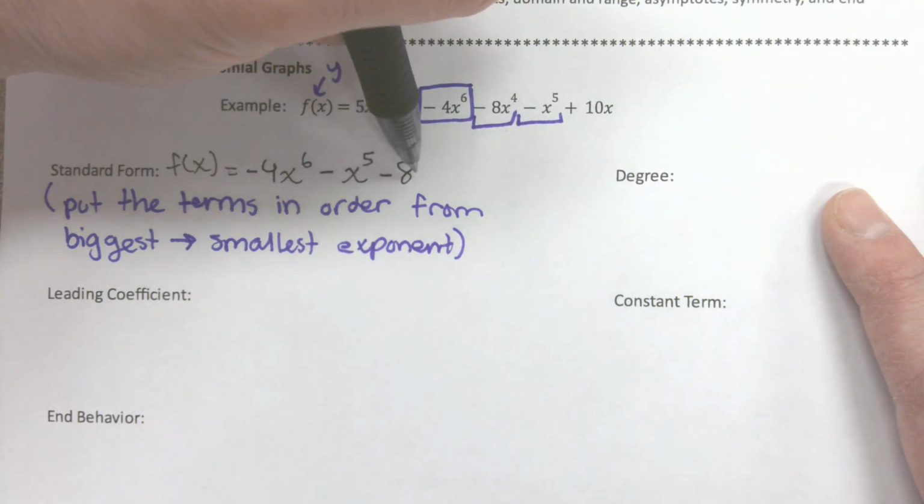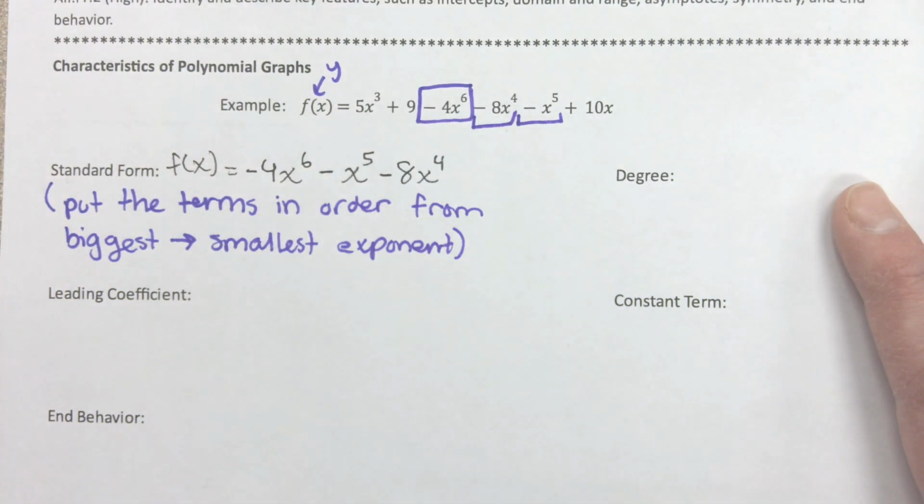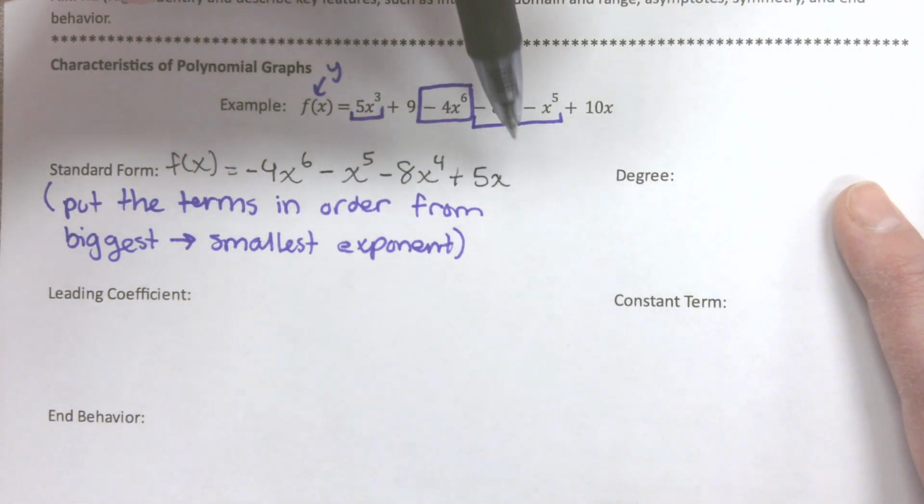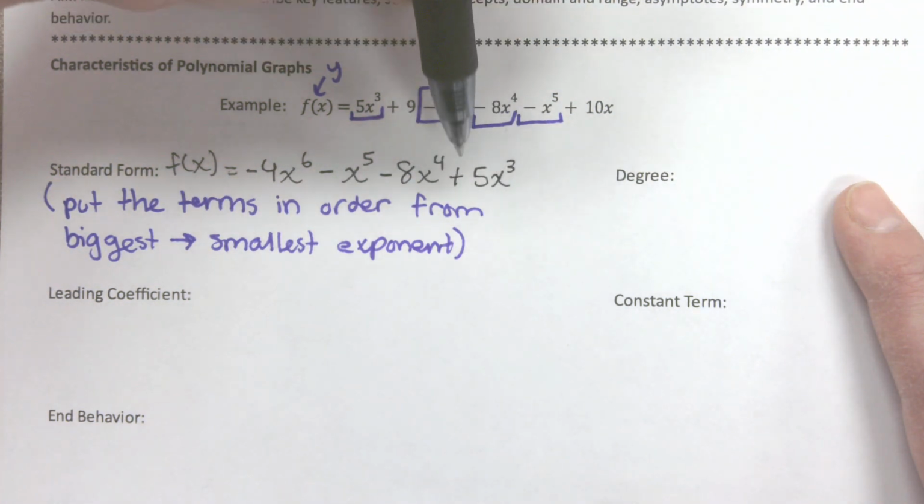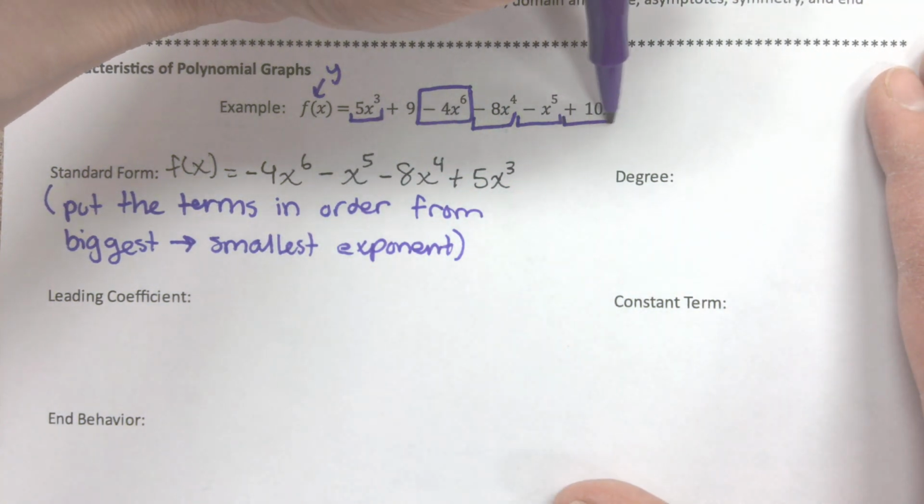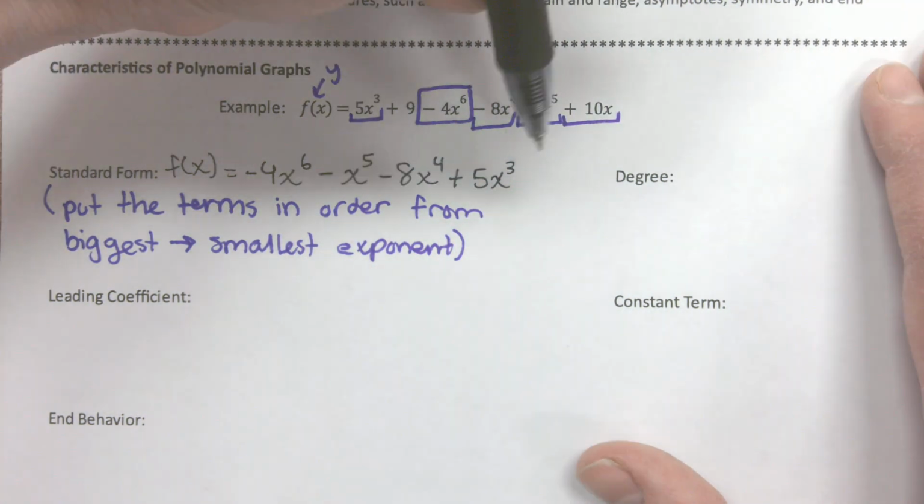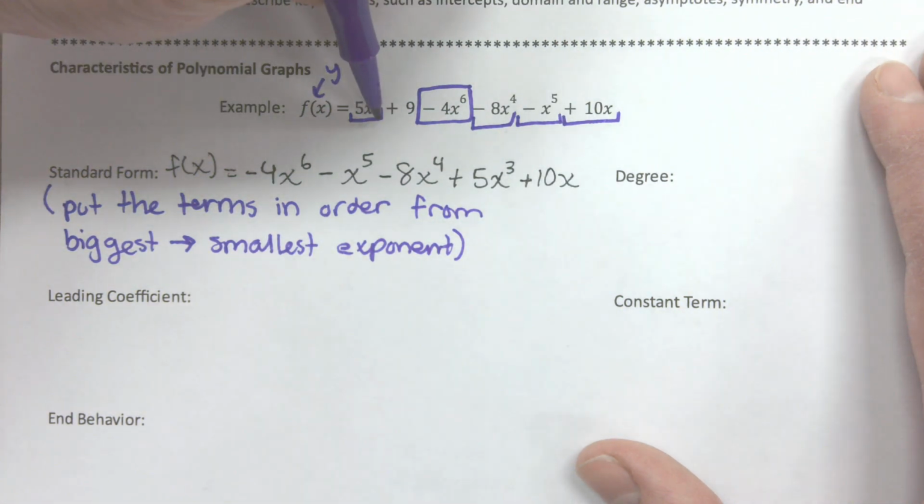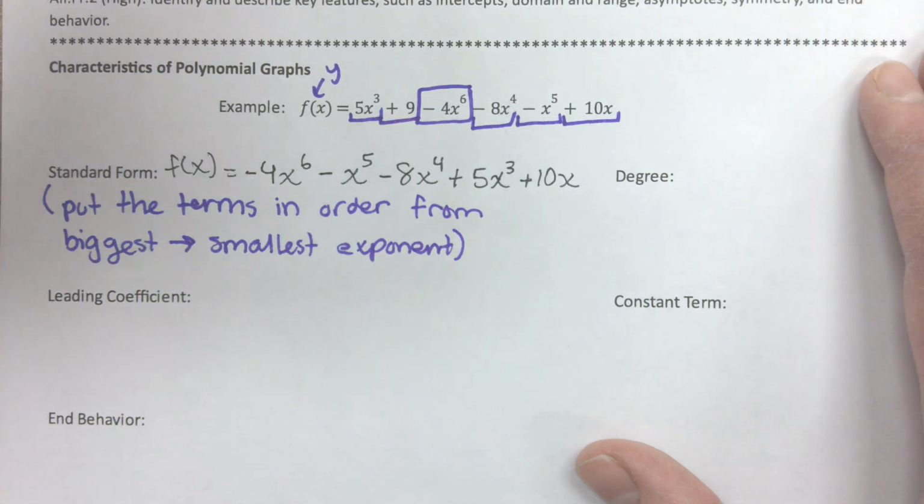Negative 8x to the 4th. And then the 3rd power, that's at the front, 5x cubed. It's positive, so we need to put a plus in between those two. Plus 5x cubed. Then we look for a square, and we don't have that, so we'll jump right onto the plain x at the end here. Plus 10x. And our last term, plus 9, has no x attached to it, so it goes at the very end.